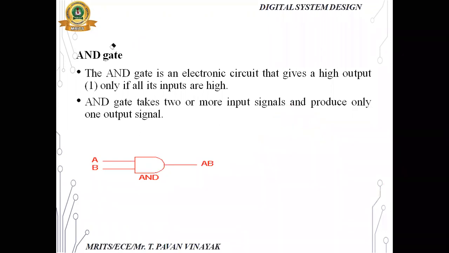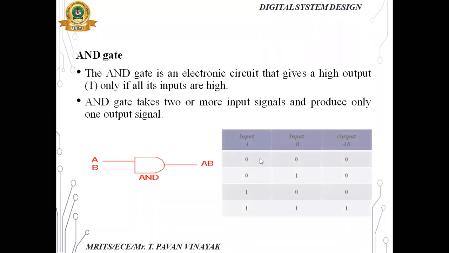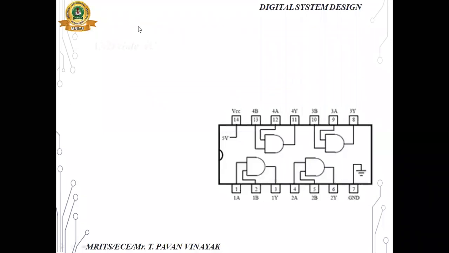So the basic AND gate truth table, let us see. What is the AND gate? An AND gate performs the AND operation. So when both inputs are high, then only the output is high. When both inputs are high, output is high. Otherwise, 0.